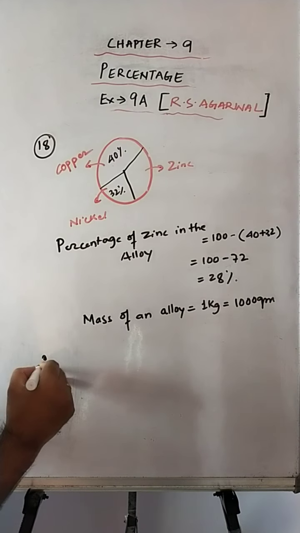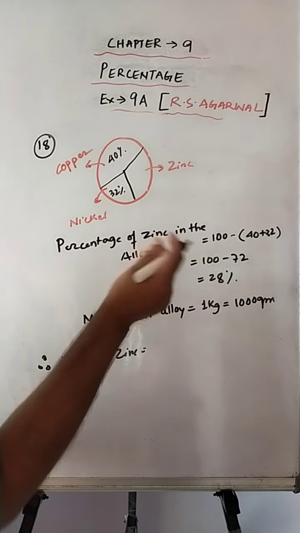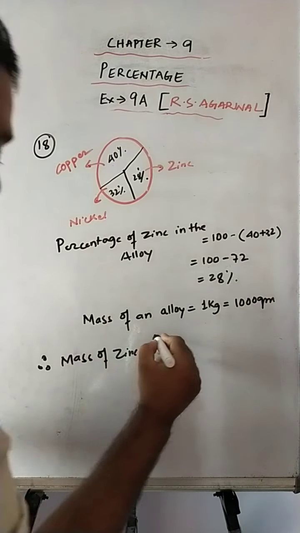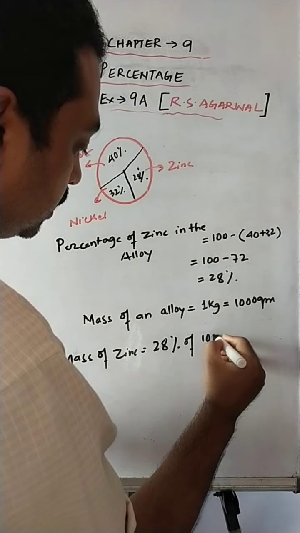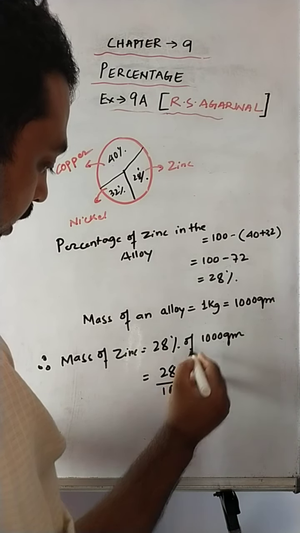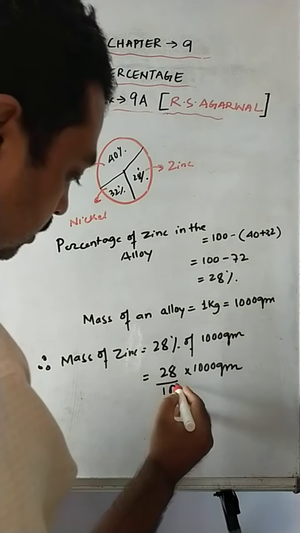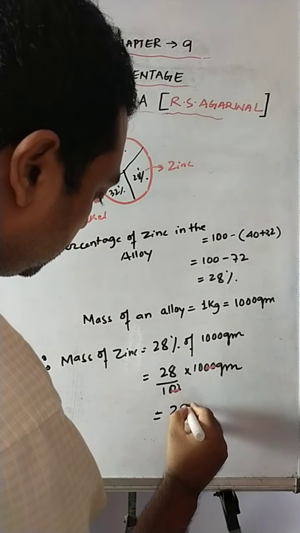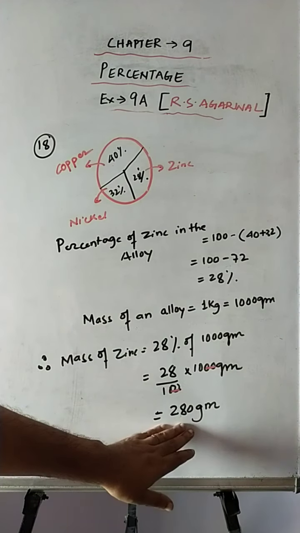Now we have to find out the mass of zinc. Therefore, mass of zinc. So what percentage of zinc is present in the alloy? It is 28%, isn't it? So we'll find 28% of the total mass of the alloy, that is 1000 grams. So 28% means 28 by 100 into 1000 grams. Fine. So now we will reduce these 2 zeros. So the answer would be 280 grams. So the mass of zinc is 280 grams.